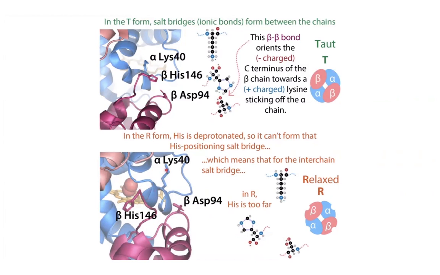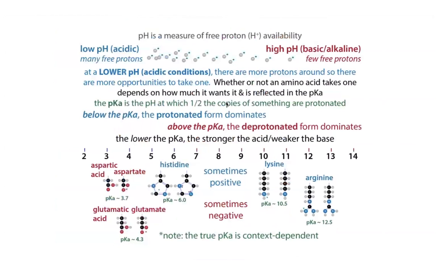So in that R state, you're not going to be able to form that salt bridge, but in the T state, you are. But in order to form that salt bridge, that histidine has to be positively charged so that it can then interact with this aspartate to position that C terminus to interact with the lysine. So basically, in the top form, you can have these interactions form, but they depend on histidine being protonated. If histidine is not protonated, you can't form those stabilizing interactions between the chains, and so you end up being in the relaxed form. So what's going to dictate whether histidine is protonated or not?